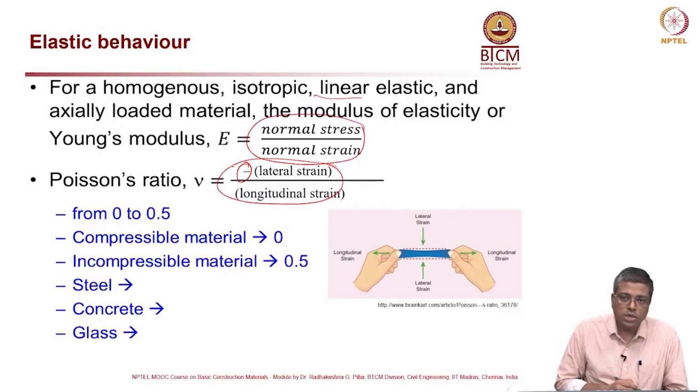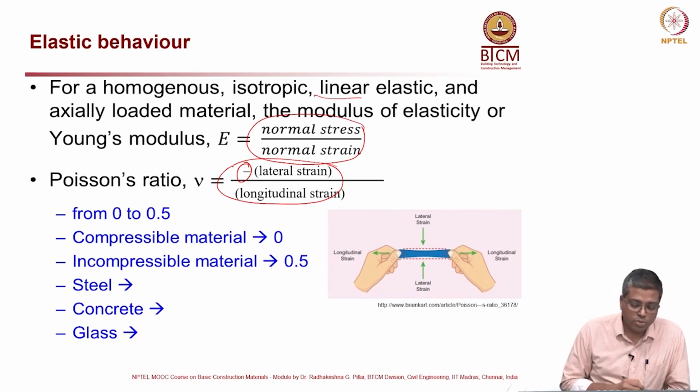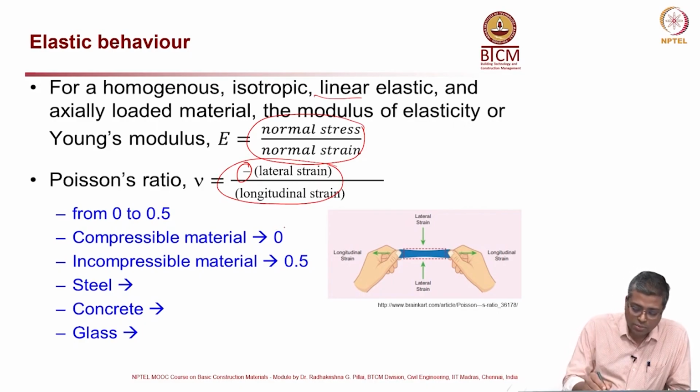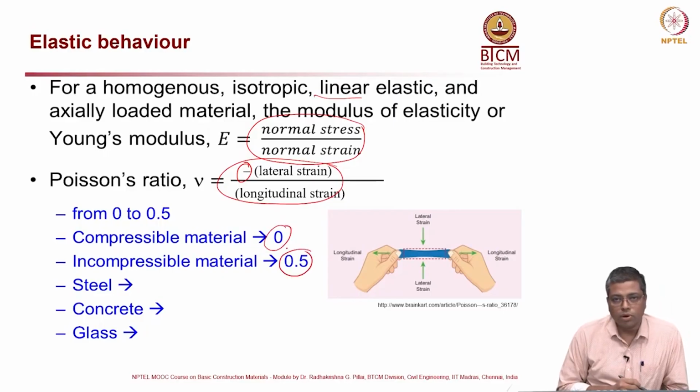Now, what is the range of the Poisson's ratio? Typically, it goes from 0 to 0.5, and for a compressible material it is close to 0 and for an incompressible material it is close to 0.5.